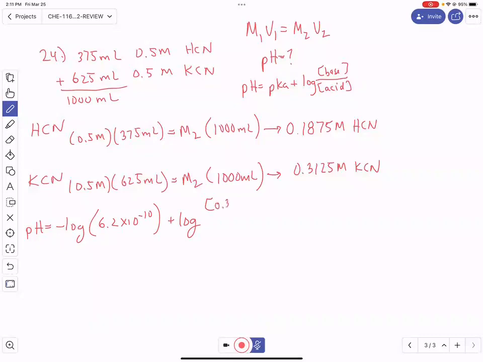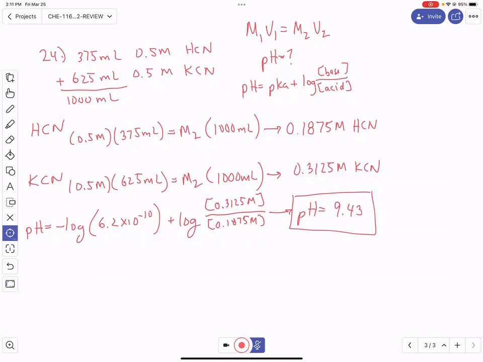So 0.3125 goes on top, and the 0.1875 goes on the bottom. The pH of this solution comes out to be something like 9.43.